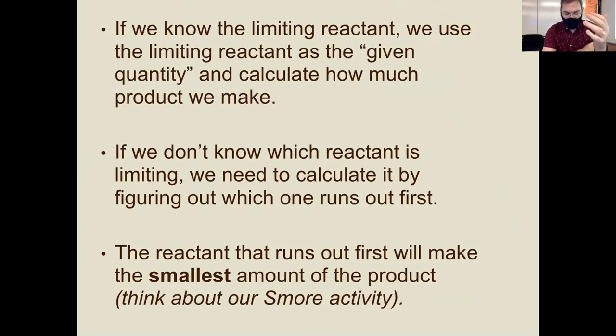If you don't know which reactant is limiting, if it's not obvious, you got to calculate which of the reactants would give you the least amount of product, and that becomes the limiting reactant. So the reactant that runs out first is the one that makes the smallest amount of product. In the activity with the s'mores, you found that you could make 5 s'mores because one of the ingredients runs out first. Whichever ingredient or reactant runs out first is the limiting reactant. That's all that you end up making.